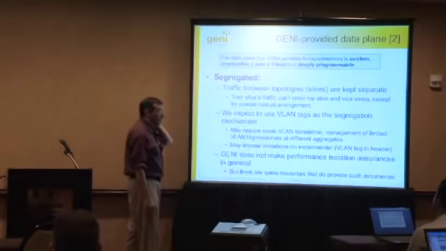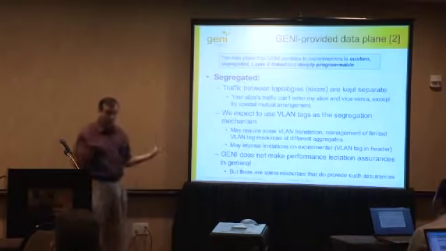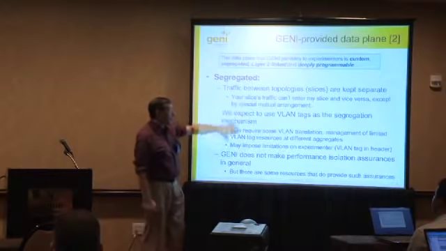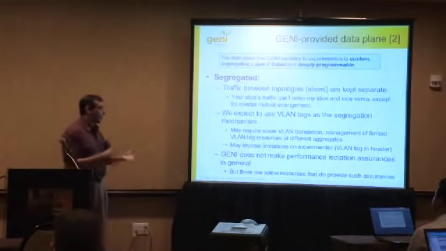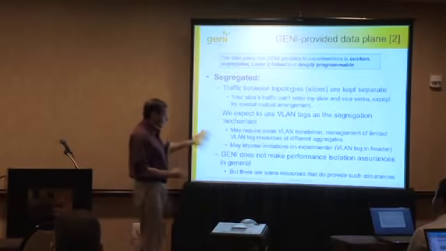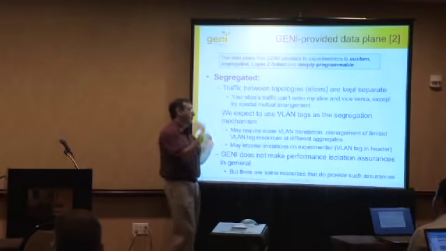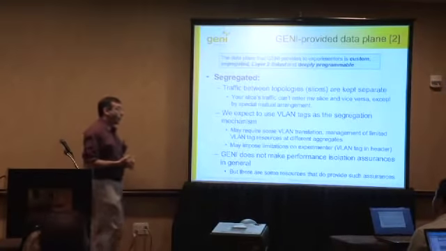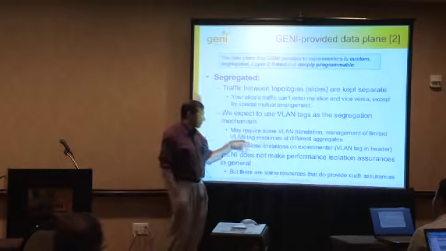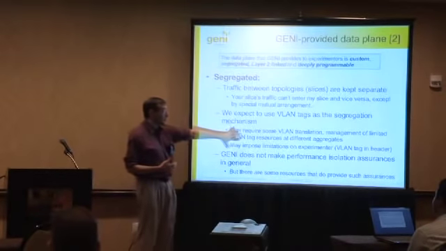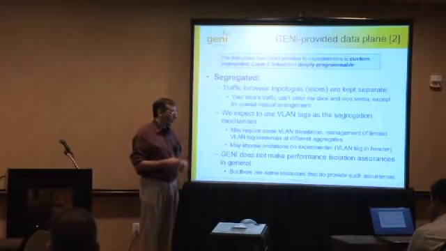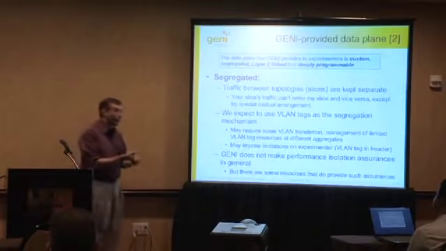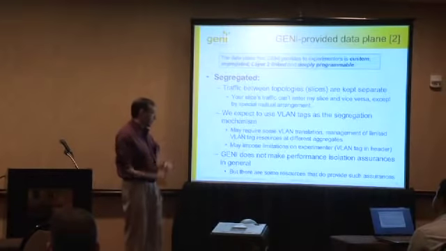And we expect to use VLAN tags as the segregation mechanism. There are other ways to do this, but we expect that the way that GENI is going to be providing the data plane will be using VLAN tags as that segregation mechanism and as the stitching mechanism. Now, at points as we do the stitching, it's going to require some VLAN translation, some management of limited VLAN tag resources. It may also impose some limitations, which we'll talk about in a little bit, on the experimenter. If this is the way that we're going to be building that data plane, one of the limitations we're going to be putting on the experimenter is you can't mess with the VLAN tag in the frame headers.